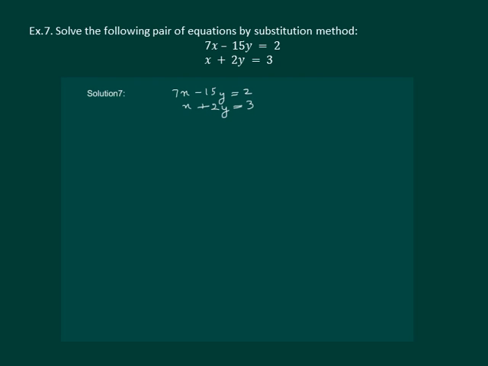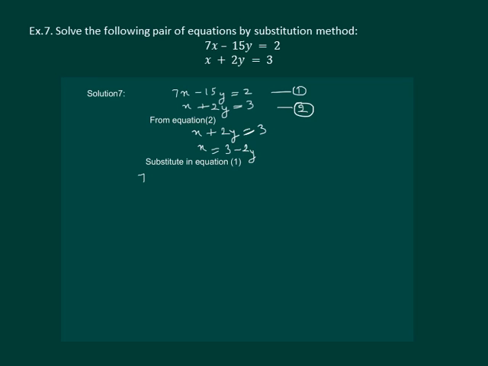Let us read the question. Solve the following pair of equations by substitution method. Let us mark the equations as 1 and 2. Now we can pick either of the equations and write one variable in terms of the other. We can see that it is easy to write from equation 2. So from equation 2 we take x plus 2y equal to 3 gives us x equal to 3 minus 2y. Let us substitute this in equation 1.